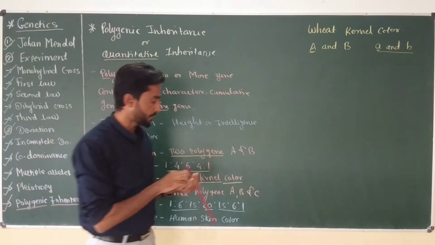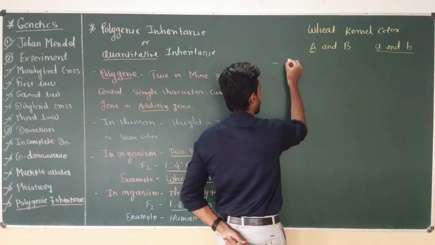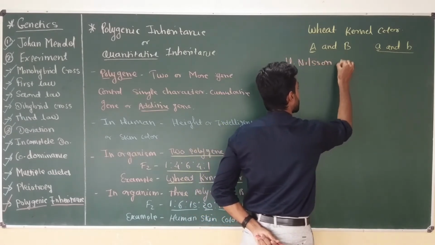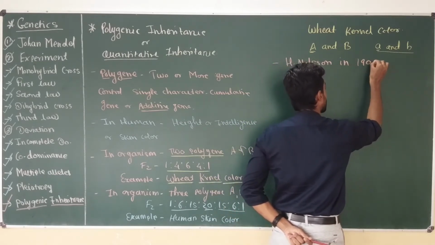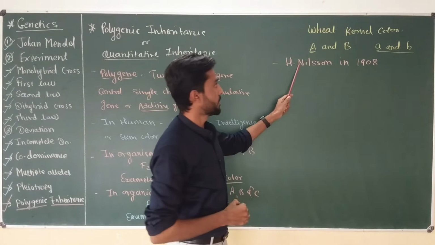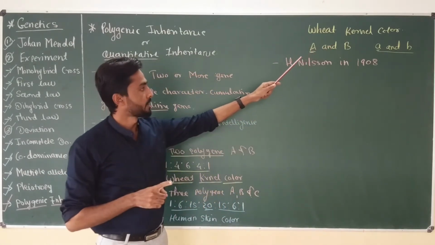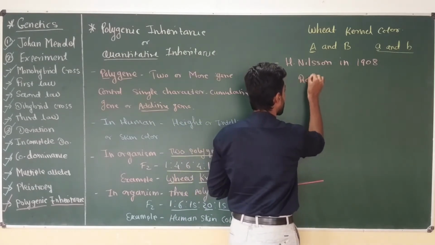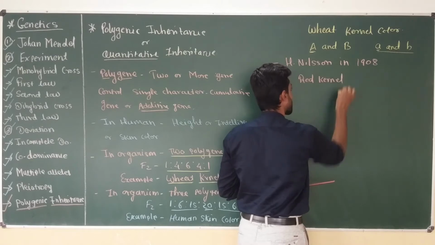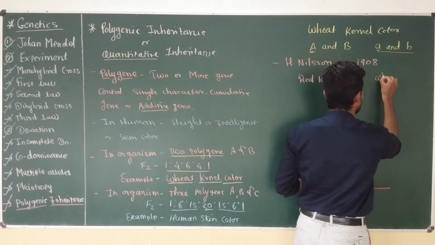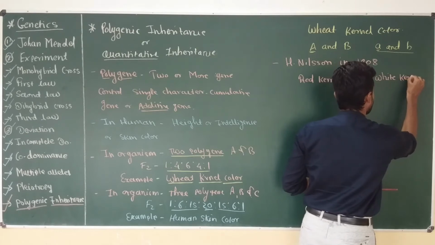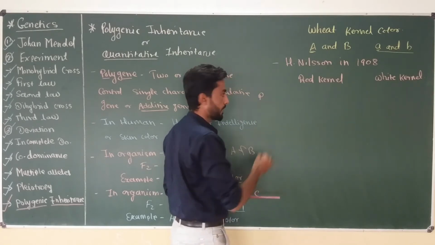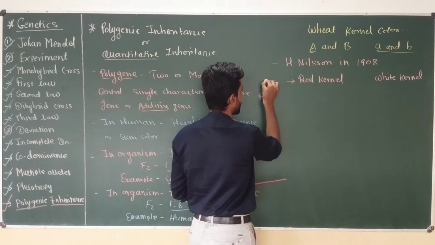Okay, this type of inheritance was discovered by H. Nelson in 1908. So he discovered the wheat kernel color pattern, and in his experiment he crossed a red kernel variety of the wheat with a white kernel variety. Okay, so this is the parent generation and this is the phenotype.